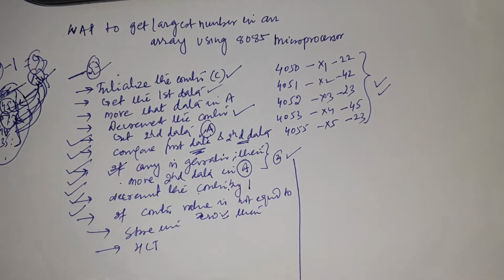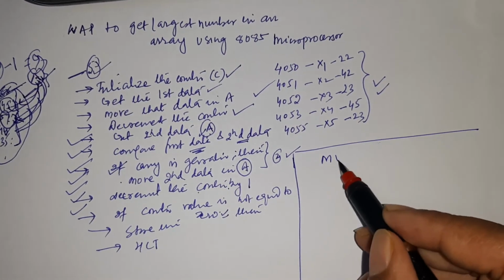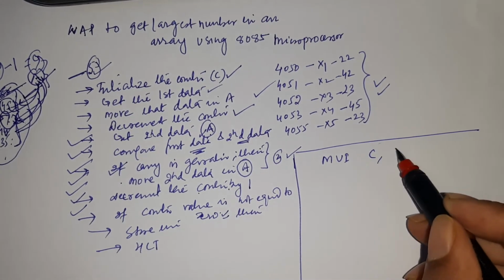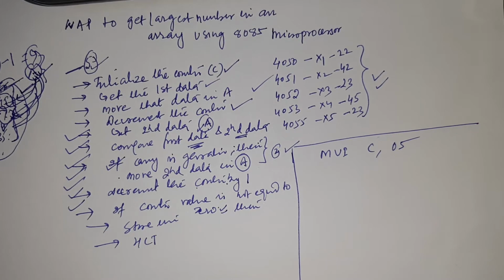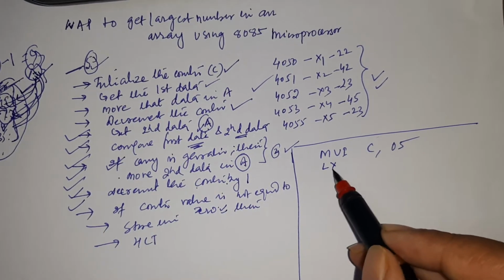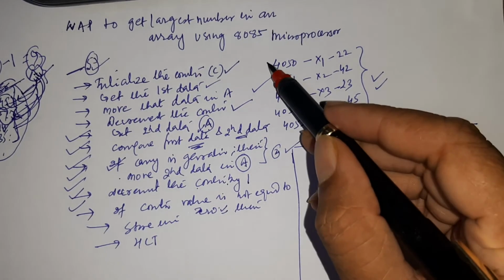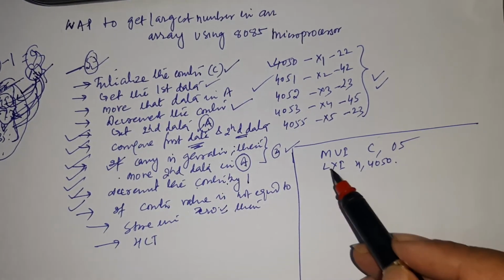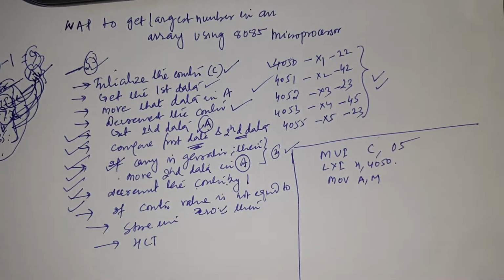Firstly we will declare a counter, and suppose these are 5 numbers. So MVI C, 05. Till now I think you have no issue. Then get the first data: LXI H, 4050, we get the first data. I move the data into the accumulator, means MOV A, M.